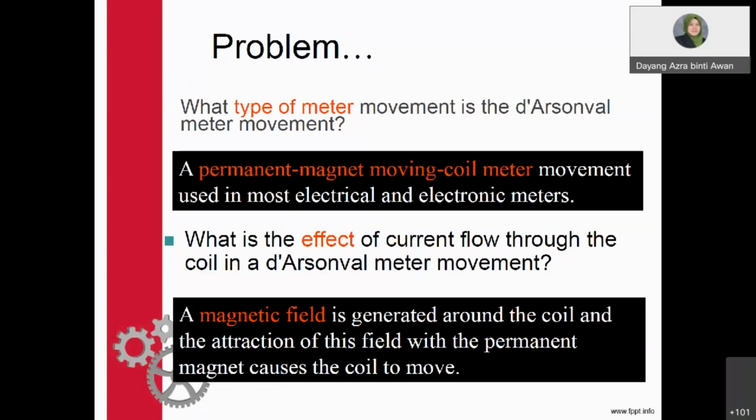So there are two types of problems that exist in the d'Arsonval meter movement. First, the permanent magnet moving coil meter movement is used in most electrical and electronic meters. So why do we need the d'Arsonval? An important criterion in its design is that a magnetic field is also generated around the coil, and the attraction of this field with the permanent magnet causes the coil to move. It is normally the same regardless of how accurate the movement of the magnetic field of each device is. But the basic is they need to have the magnet, the coil, and everything to operate it.